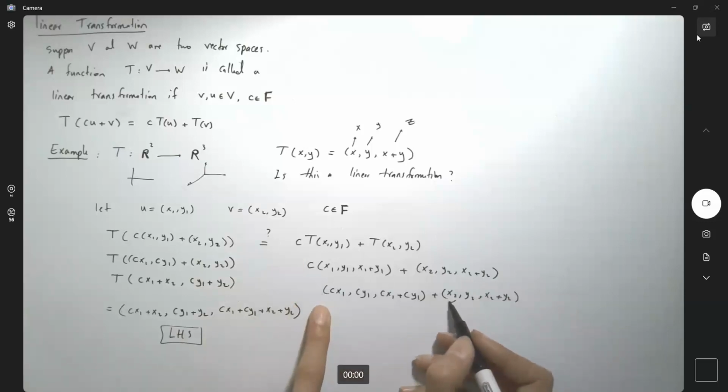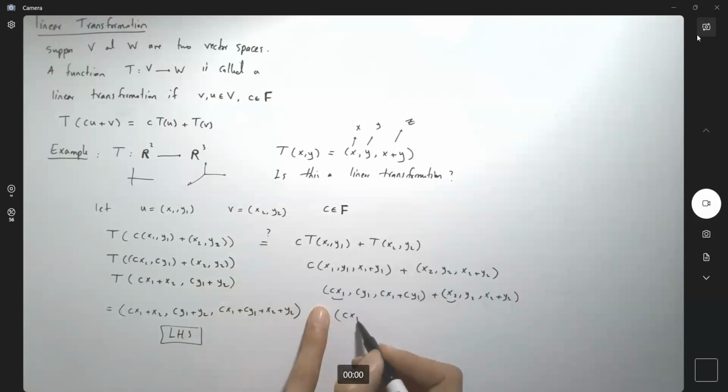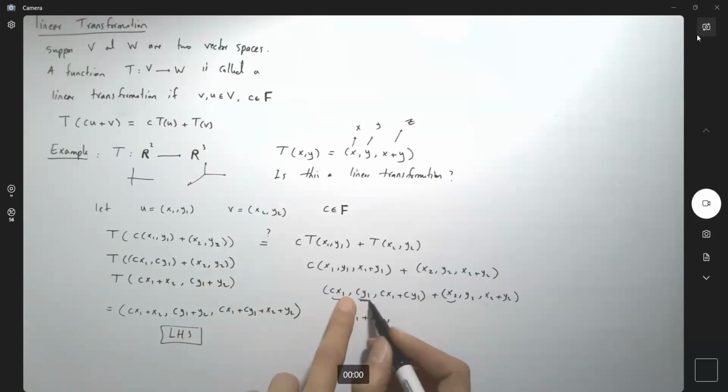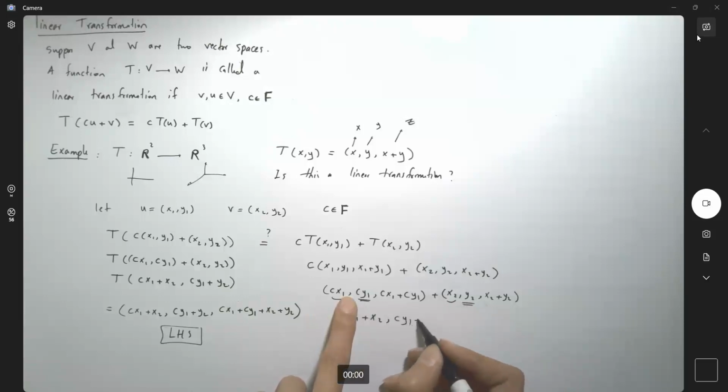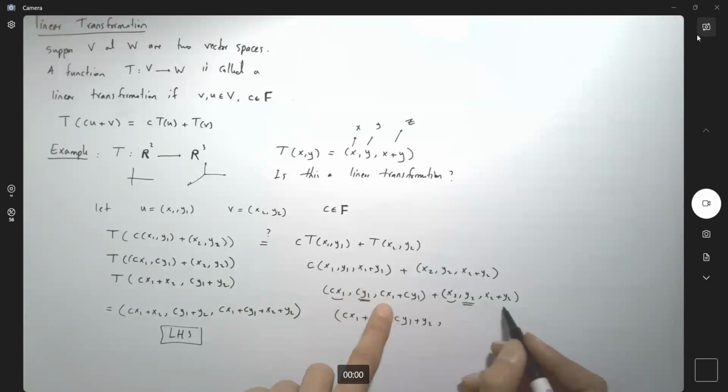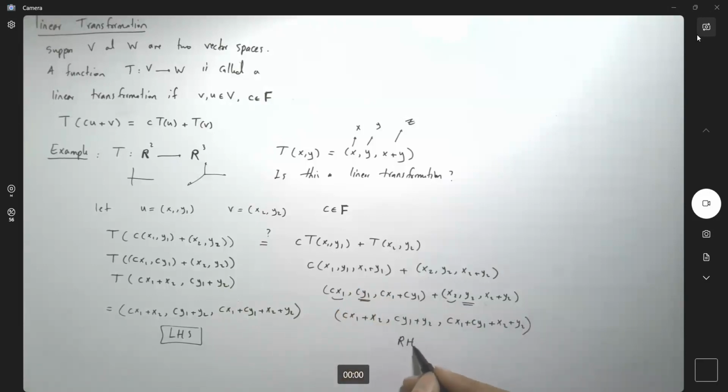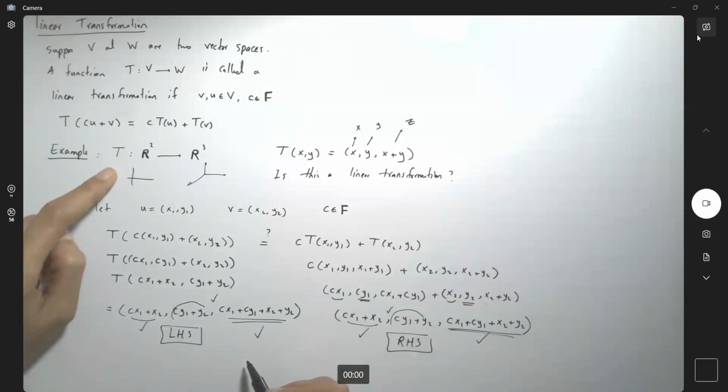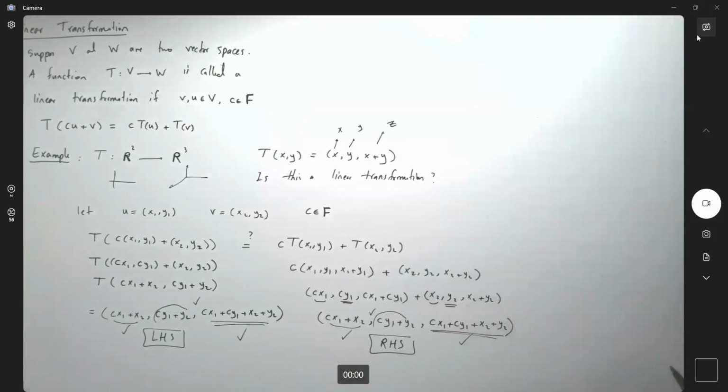The first components need to be added, so you get cx1 + x2. Then you move to the second elements, cy1 + y2. And finally, the sum of these two, cx1 + cy1 + x2 + y2. This is basically your right-hand side. Are these two equal to each other? The first components, yes. The second components, definitely. And the last components, they are all equal to each other. So what's the meaning of that? So T is a linear transformation.